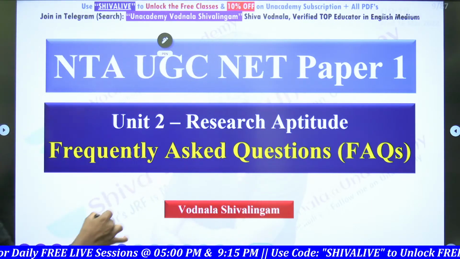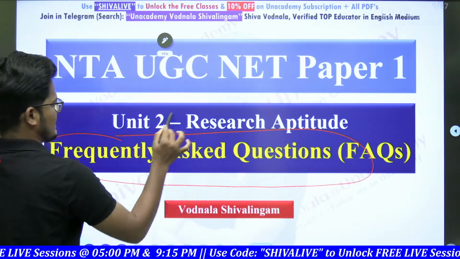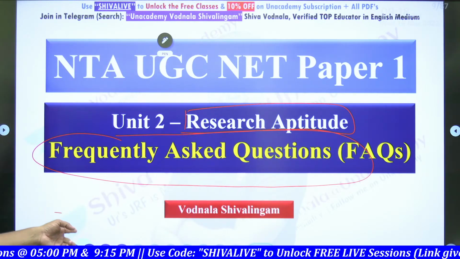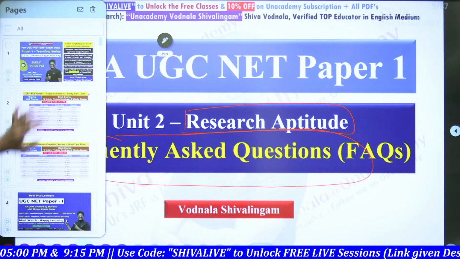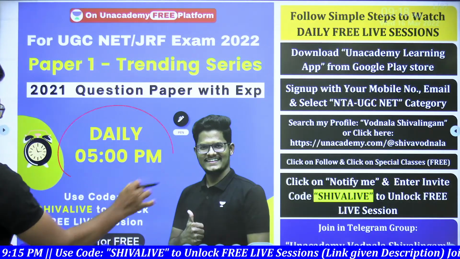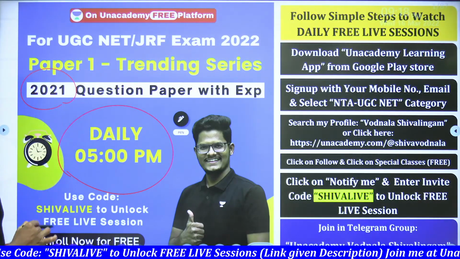So guys, as part of the FAQ (frequently asked questions) series, we are at the second unit, that is research aptitude, that we are starting now. So let us go into the research aptitude questions. Daily at 5 p.m. I am taking a previous year question. Today I started with a trending series of 2021 question papers.